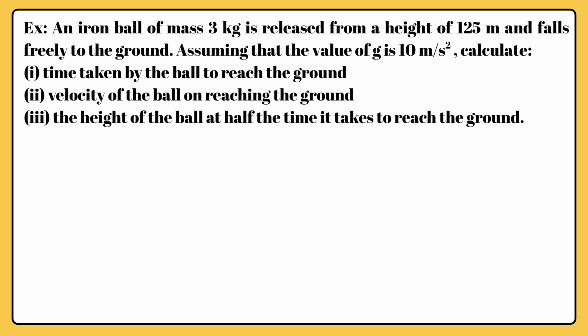An iron ball of mass 3 kilograms is released from a height of 125 meters and falls freely to the ground. Assuming that the value of g is 10 meters per square second, calculate the time taken by the ball to reach the ground, the velocity of the ball on reaching the ground, and the height of the ball at half the time it takes to reach the ground.